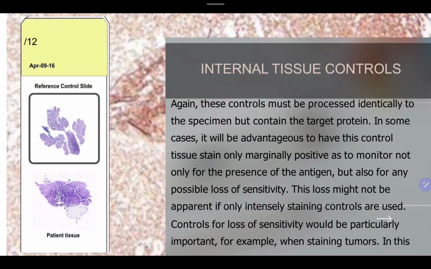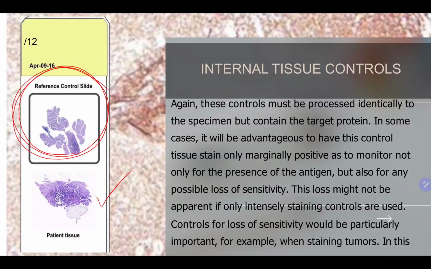So we also have the use of internal control. So that's why practice natin when we do IHC, we use control, no? Ginasabay natin process yung control alongside the patient specimen, okay? These controls must be processed identically to the patient. So sabay sila i-stain, sabay sila mag-undergo ng IHC procedure.